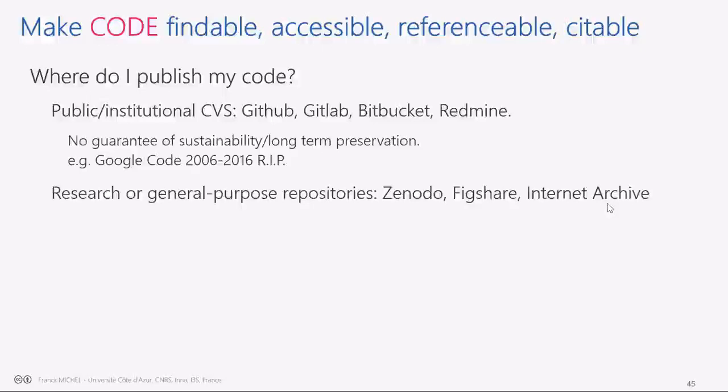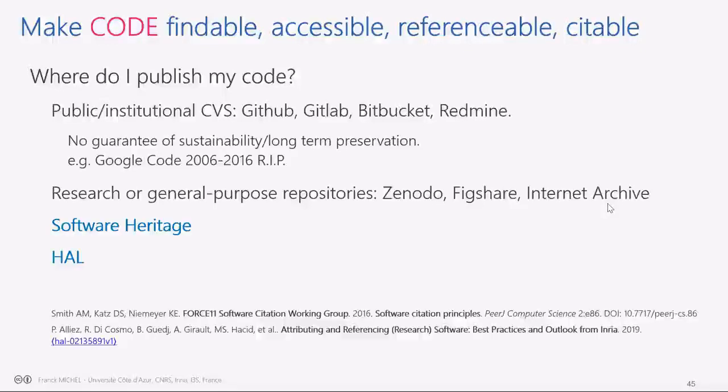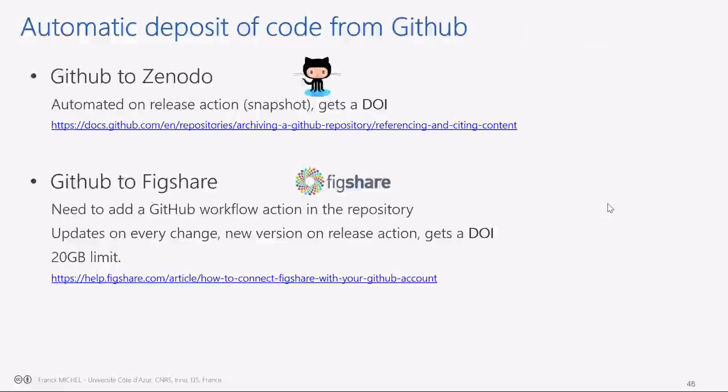You can also use other repositories like the ones I've cited: Zenodo, Figshare, Internet Archive. They are also good to store code. That works the same way. And I will make a specific focus right after this on Software Heritage. But before that, just a word about GitHub, because many of us do use GitHub.